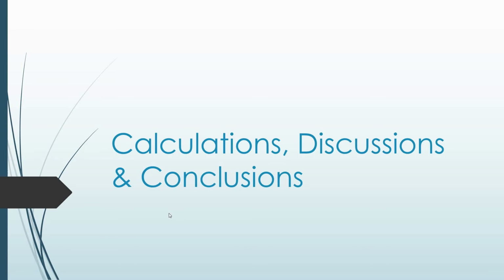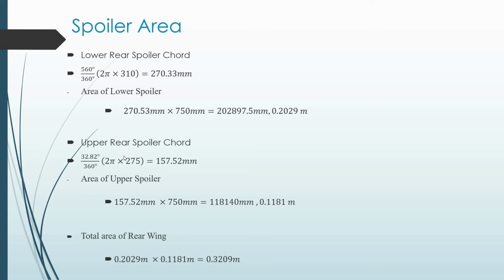Okay, hi, I'm Tai Manwei. I'll be continuing by doing calculations, discussion, and also conclusions. So we'll be calculating the spoiler's area. For the lower rear spoiler chord, we'll be taking the value of 560 degrees over 360 degrees. We'll multiply by 2 pi and then we'll multiply by 310.